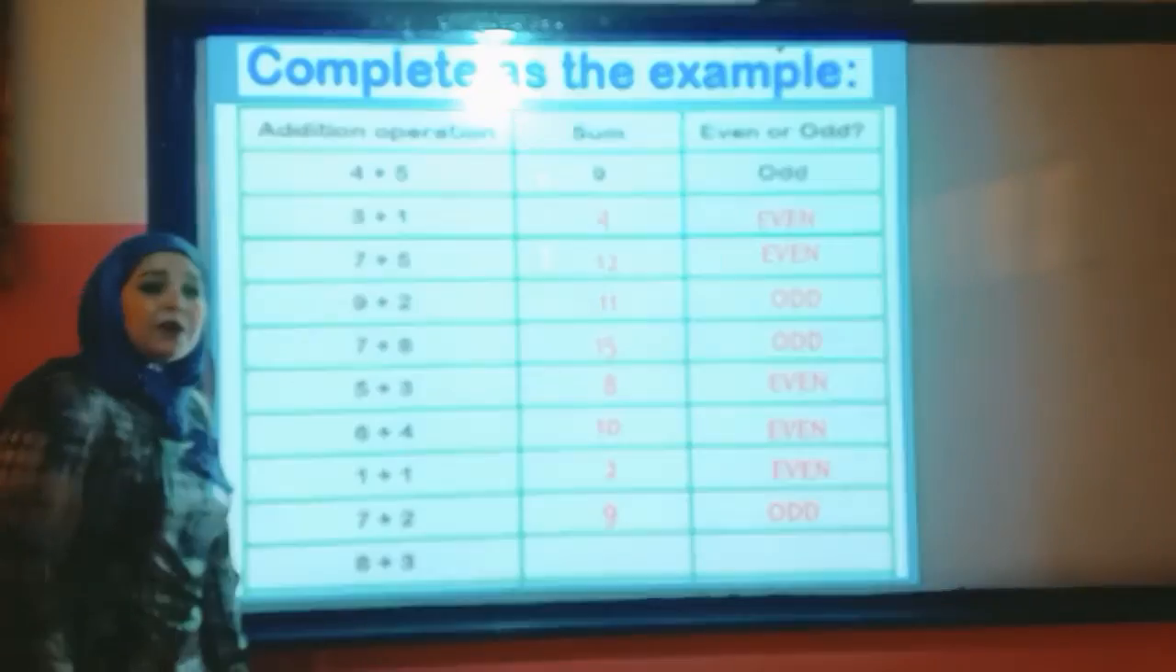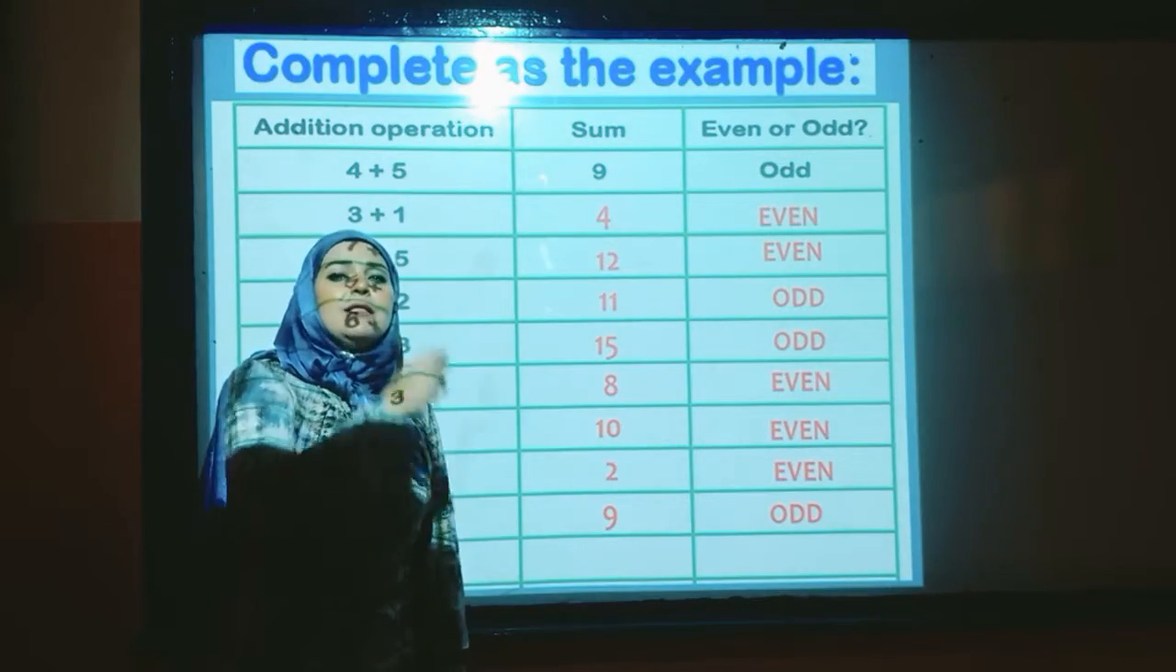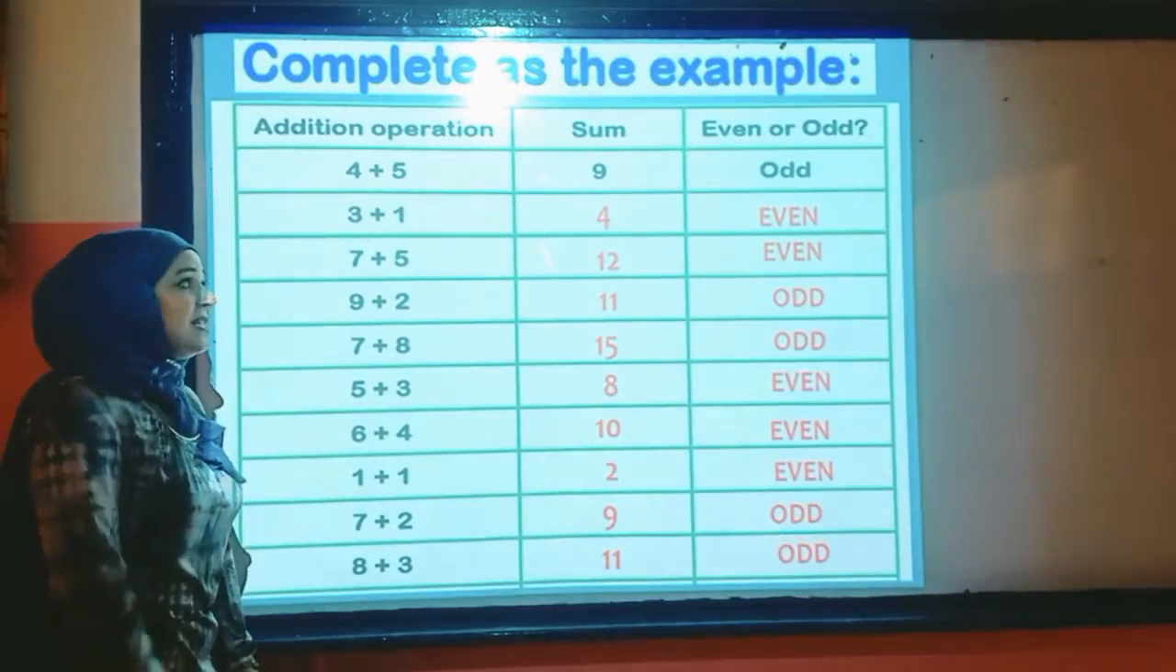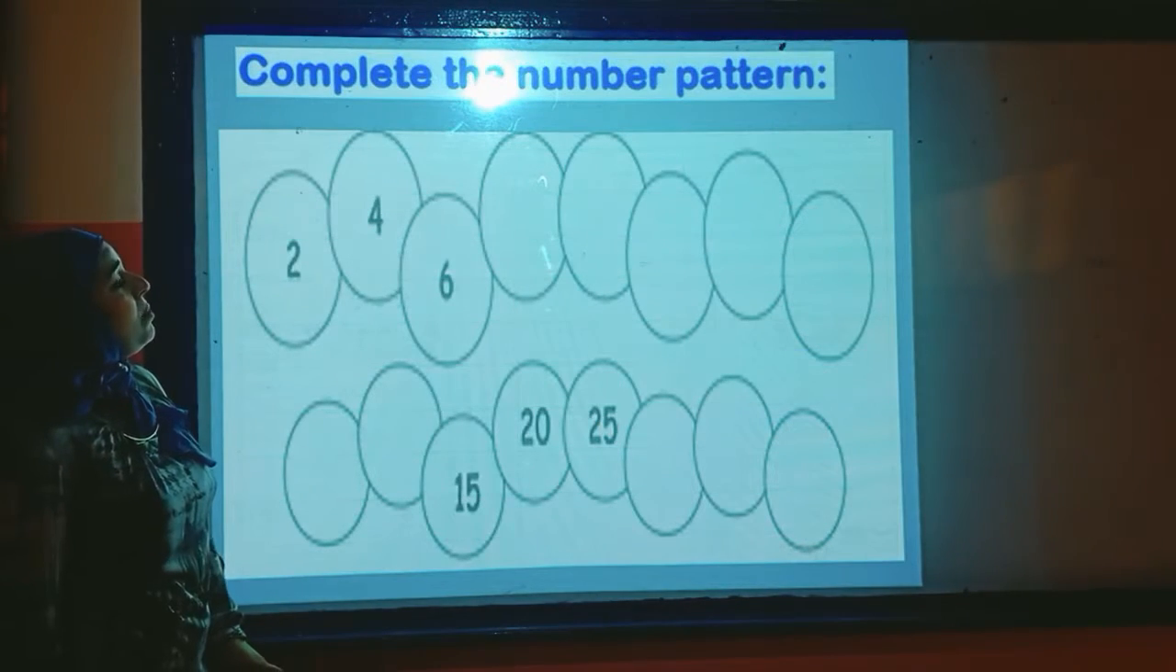8 plus number 3. What's after number 8? 9, 10, 11. So number 11 is an odd number. This is about even and odd. What about this?